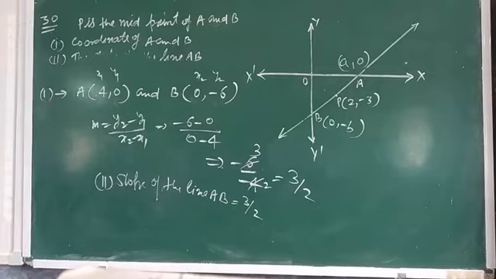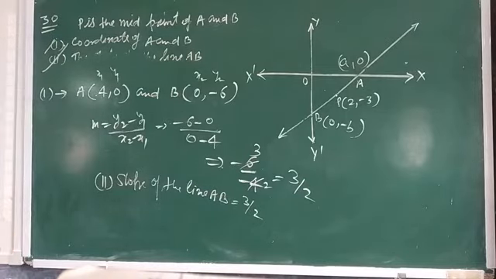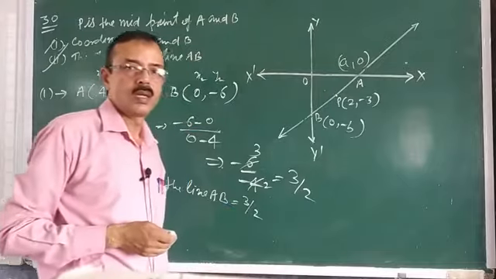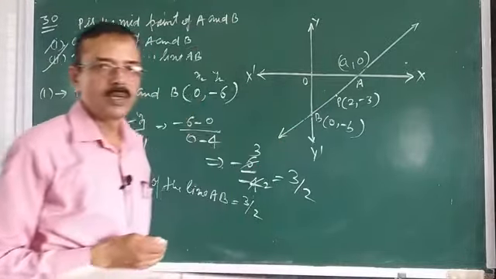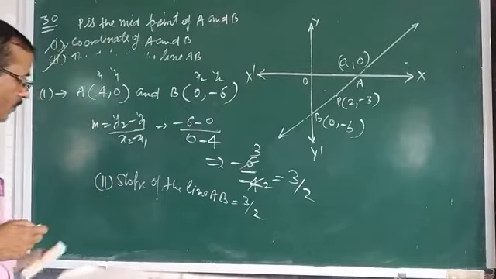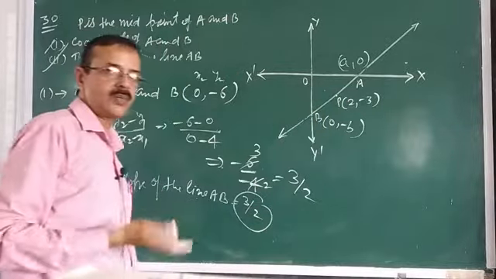So the first part came and the second part came. Third is asking for the equation of line AB. We have to find the equation of AB. So this work you should do now. The slope has come and two points are given. You can take either one point.